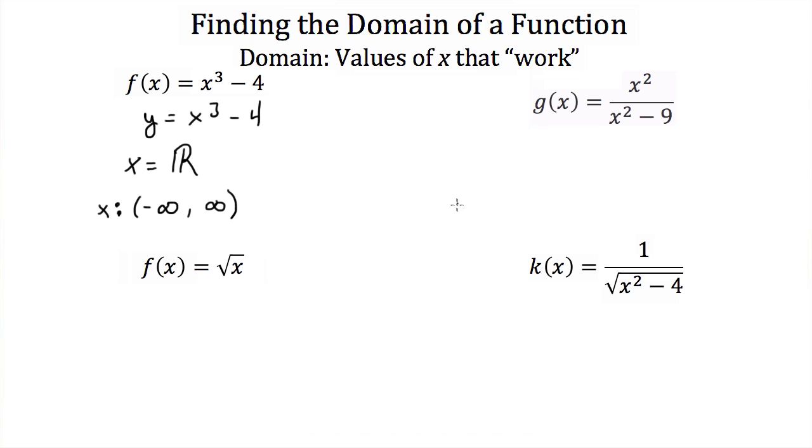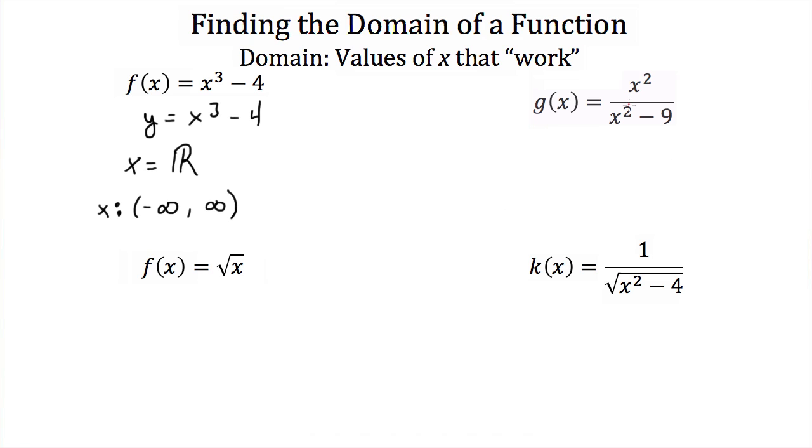Now let's look at our next function. Here we have the function g, or g of x. This is equal to x squared over x squared minus 9. Now there are two typical ways that your domain would have x values that don't work, or your domain would be restricted. Those two things that you should always look for is when you have an x in the denominator, or a variable in the denominator, or if you're taking the square root of your variable.